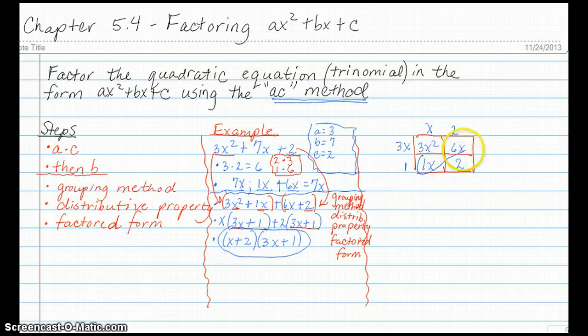Remember, the table method is really nice because you can see your like terms are always diagonally from one another. So you have 3x squared. You have 1x and 6x, which is 7x. And you have 2. So we're just checking that this factoring, x plus 2 times 3x plus 1, is in fact what we started with, which the original problem was 3x squared plus 7x plus 2. So this right here is your check. And you should always check because you need to make sure that you've done this correctly.